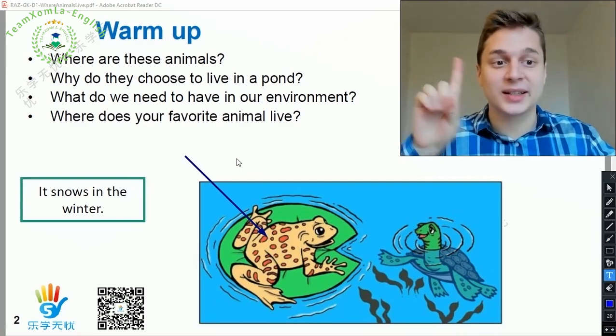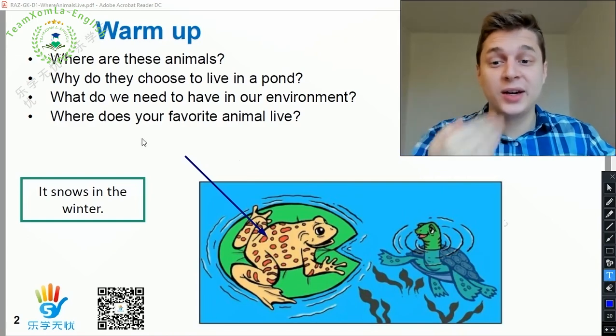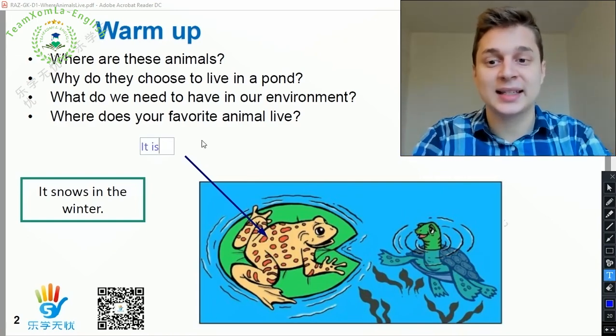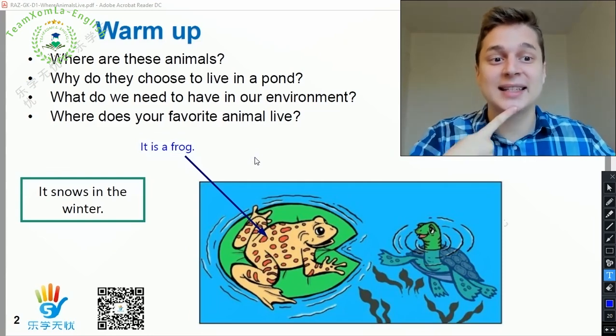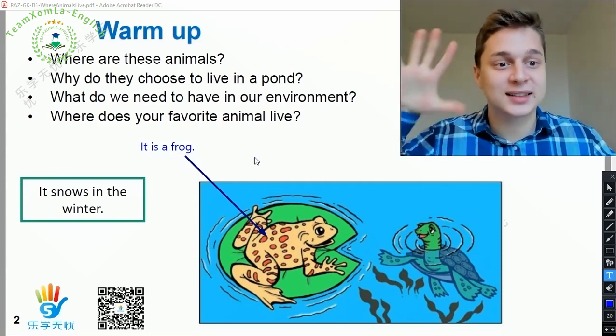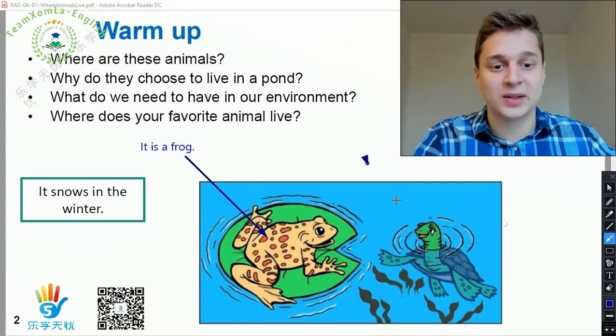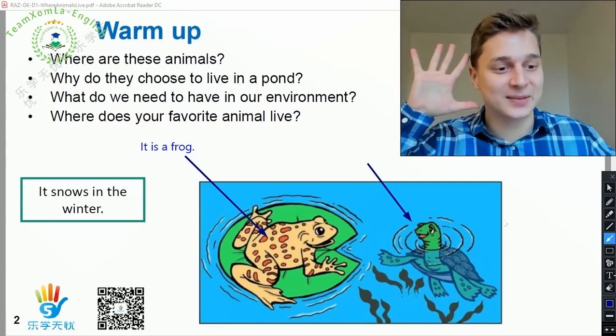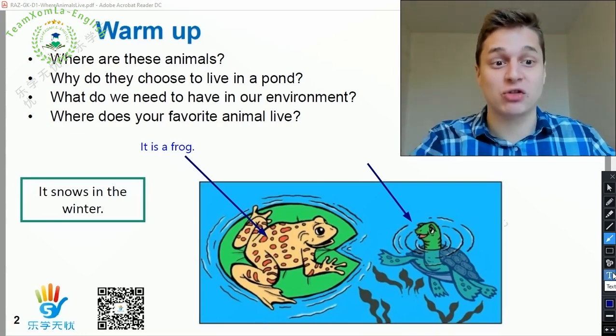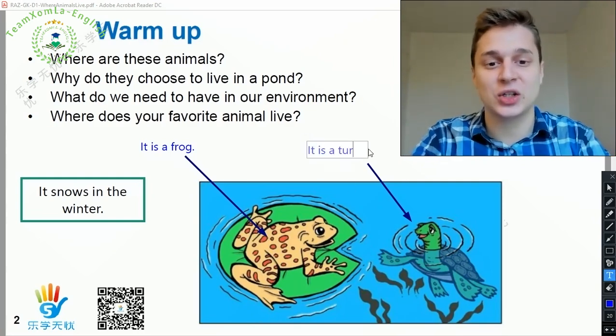We're not going to say frog. We're going to say, it is a frog. Let's try. It is a frog. Good work, guys. What about this one? What is it? We won't say turtle. Instead, we will say, it is a turtle.